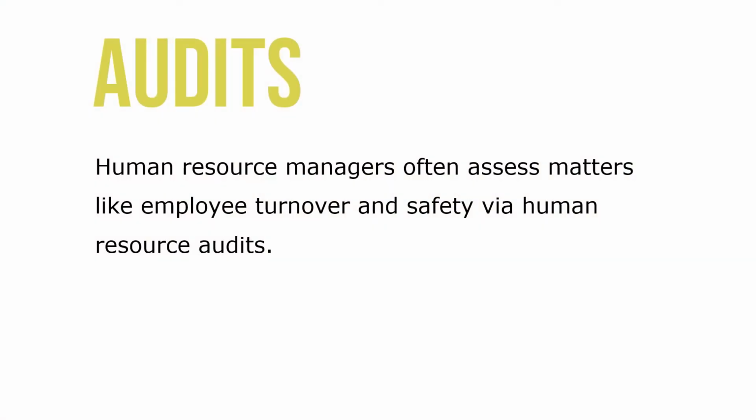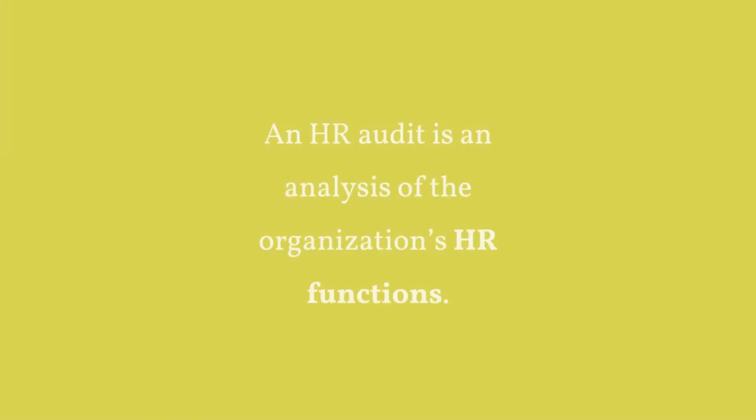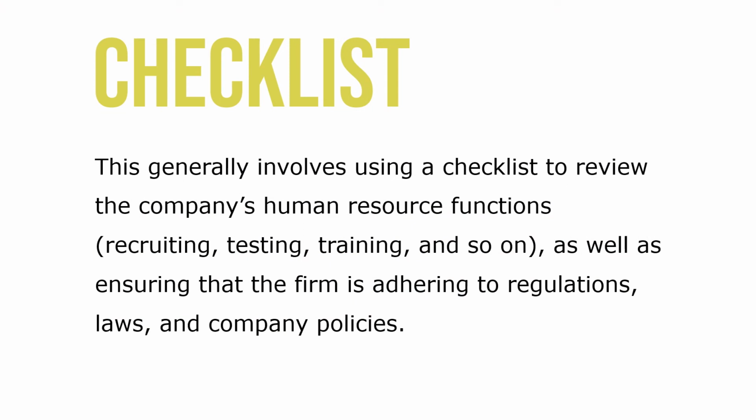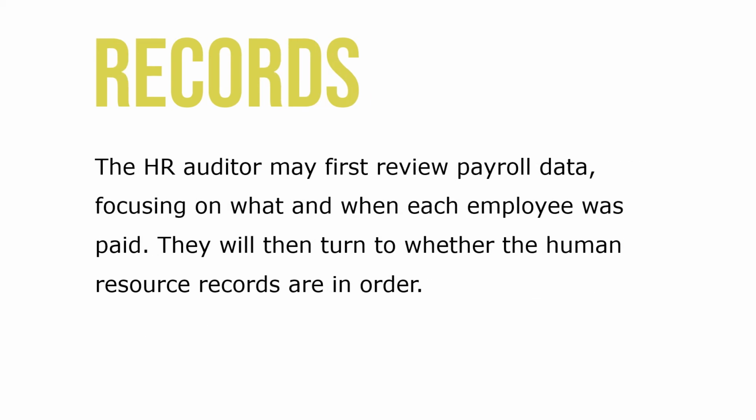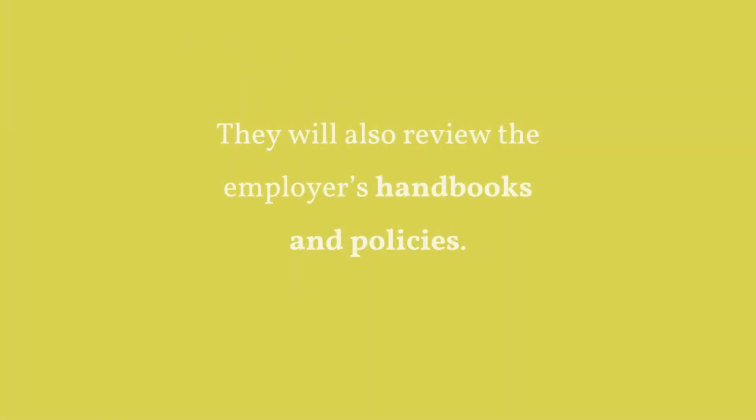Human resource managers often assess matters like employee turnover and safety via human resource audits. An HR audit is an analysis of the organization's HR functions. This generally involves using a checklist to review the company's human resource functions, recruiting, testing, training, and so on, as well as ensuring that the firm is adhering to regulations, laws, and company policy. The HR auditor may first review payroll data focusing on what and when each employee was paid. Then they'll turn to whether the human resource records are in order. They'll also review the employer's handbooks and policy.